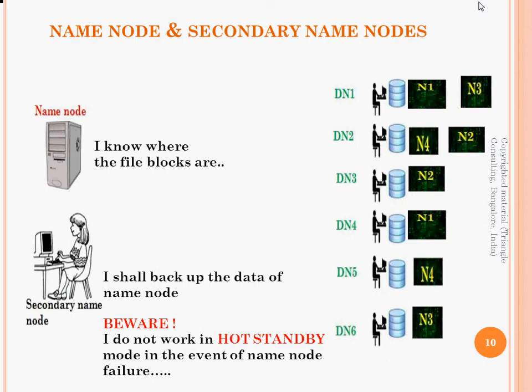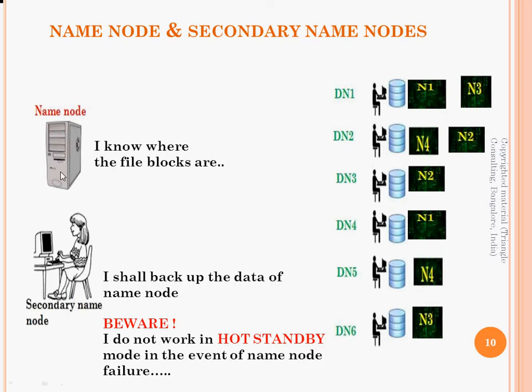So this diagram on the right hand side of the slide shows 6 data nodes having a replication factor of 2 for the file blocks residing on them. So N1 has 2 copies, N2 has 2 copies, N3, 1 over here and 1 over here, and N4, 2 copies. So replication factor of 2, for the sake of this discussion, is now satisfied here.